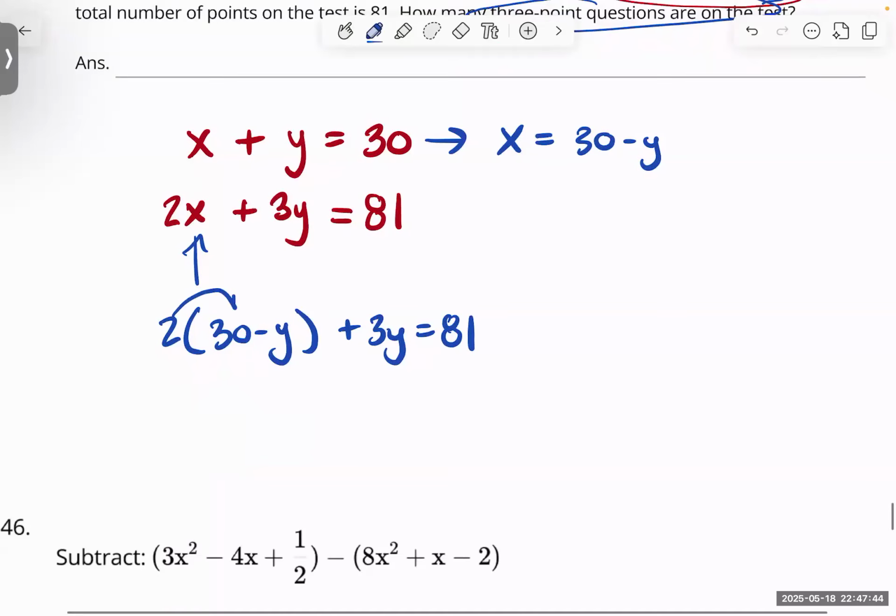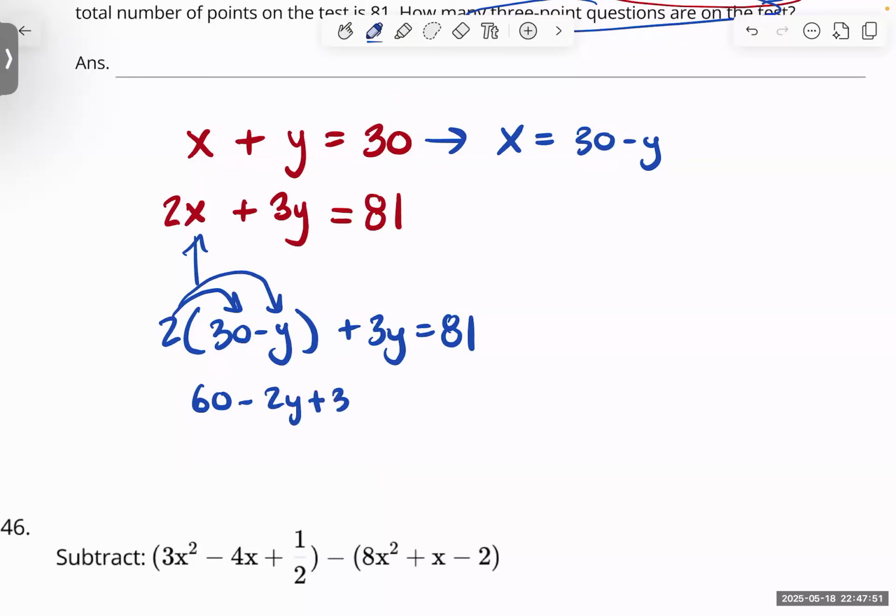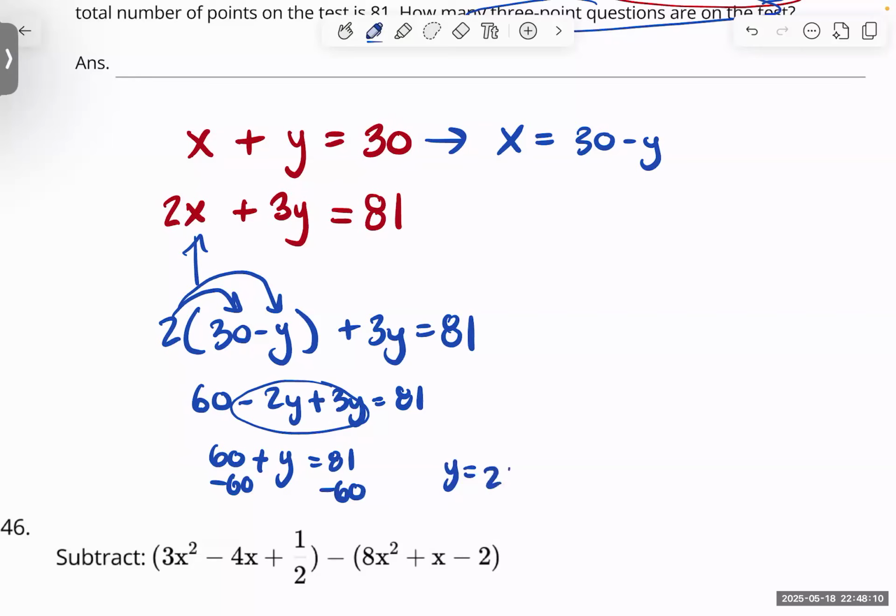Again, use your calculator if you must. We're distributing this 2: 60 minus 2Y plus 3Y equals 81. Negative 2 plus 3 is positive 1, so 60 plus Y equals 81. Subtract 60 from both sides. I get Y equals 21 questions. That's your answer.